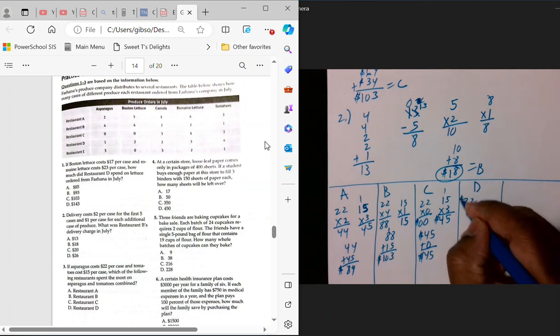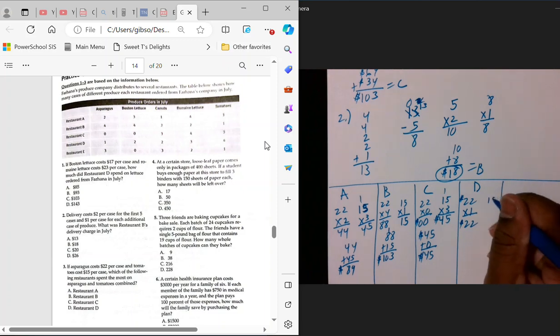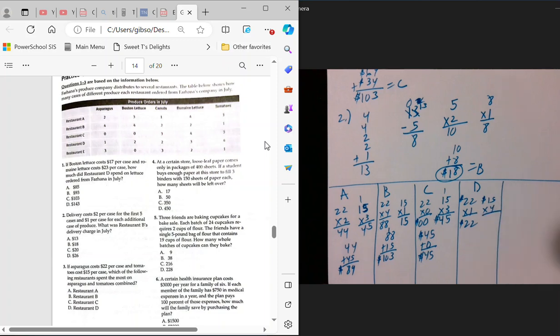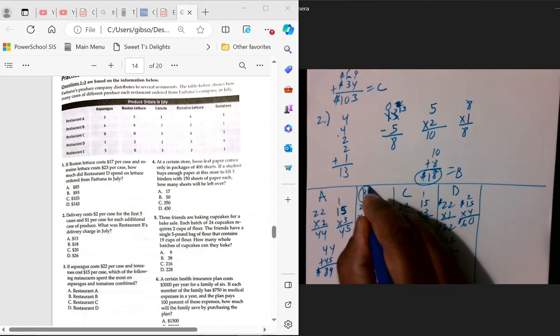It's $22 for the asparagus. They have 1, so it's $22 for the asparagus. Now we look here at the tomatoes. Tomatoes are $15 a piece. That's 4 cases. So 4 times 5 is 20, carry a 2. 4 times 1 is 4, plus 2 is 6. So now we have $60. We add them together. $22 plus $60 is equal to $82. So still B is what wins out here. Our final answer here is B.